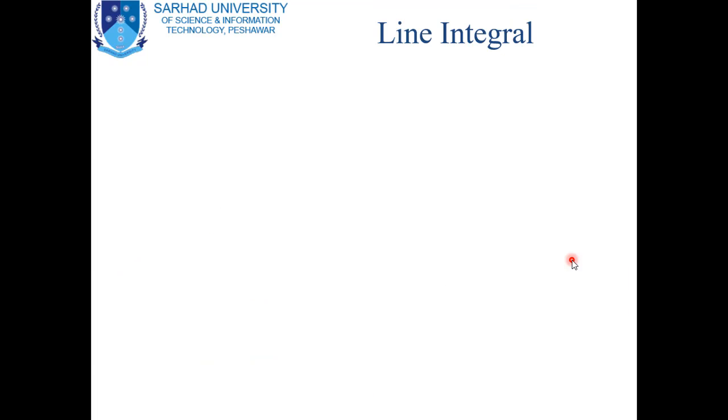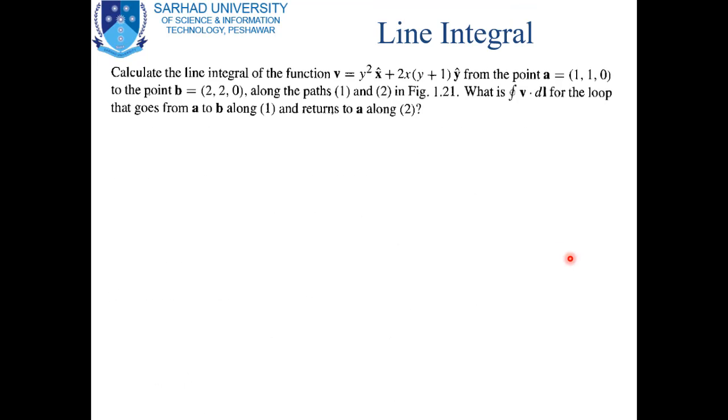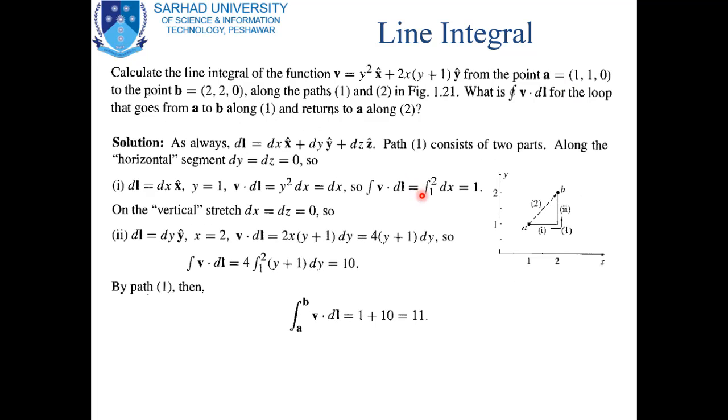Now in this slide we will discuss a line integral in which a function v is given, and we have to find the line integral of this function from point A to point B along two paths, path 1 and path 2. Point A is (1, 1, 0) and point B is (2, 2, 0), and in the figure you can see that these points lie in the xy plane. So at point A the value of x is 1, y is 1, and z is 0, and at point B the value of x is 2, y is 2, and z is equal to 0.